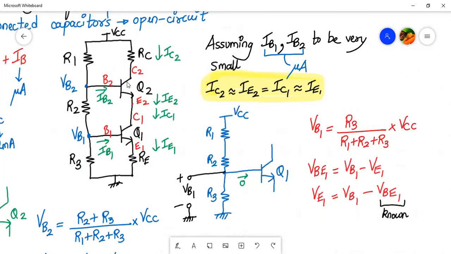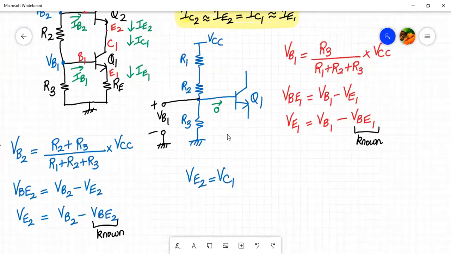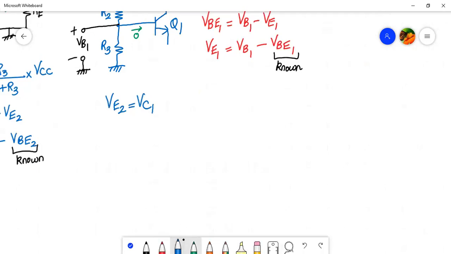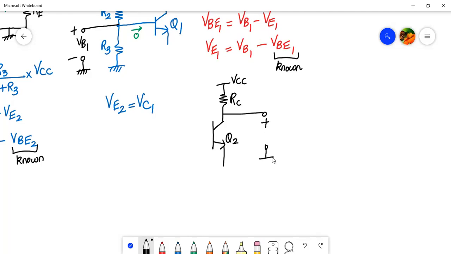For VC2, let me draw this Q2 transistor carefully, and let me draw VCC, RC, and that's it. So let me redraw it over here. This is my Q2 transistor. I have connected RC resistance. Here I have VCC, right? And I want to measure VC2, again with respect to ground.